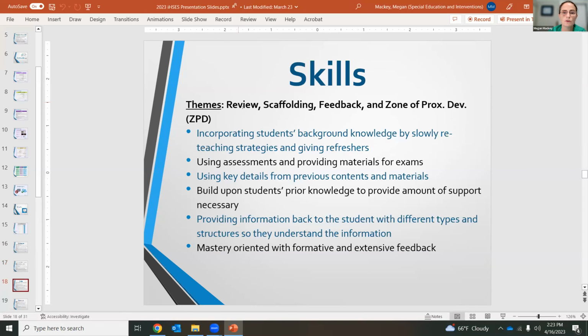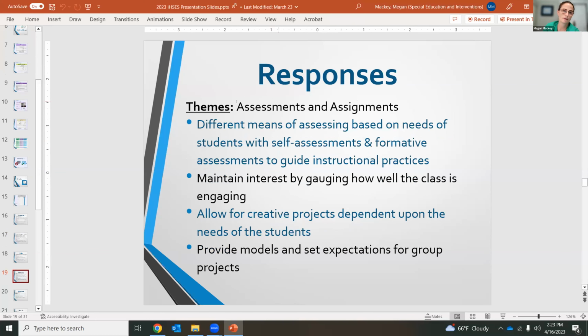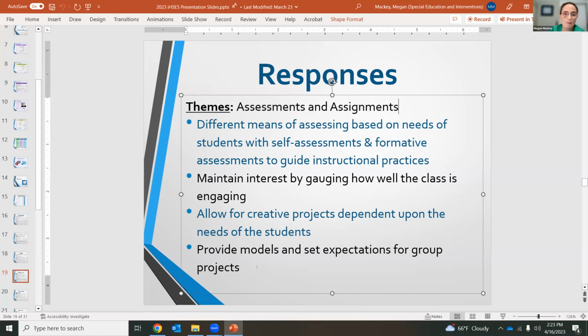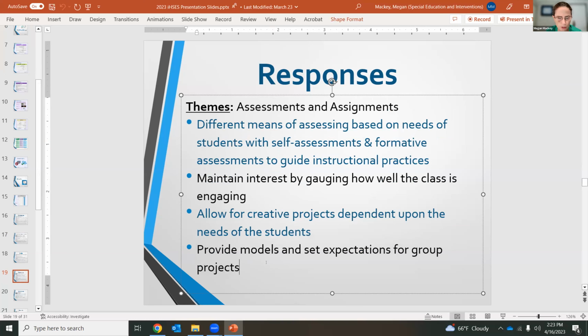Another one is skills. Maybe we can give students assessments and provide materials for exams. That's an example for skills. For responses, we have different ways of assessments and assignments. Instead of just throwing students in a group and saying, go do this work, we could provide them models and set specific expectations for that group work.